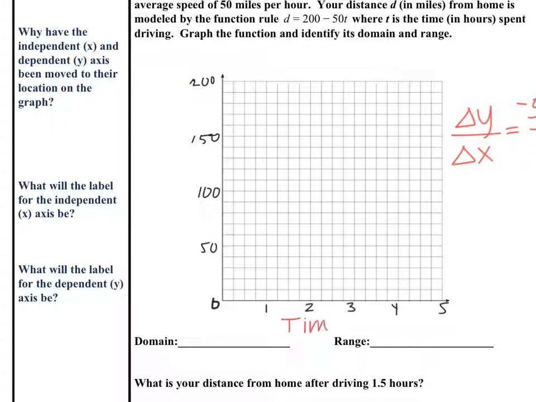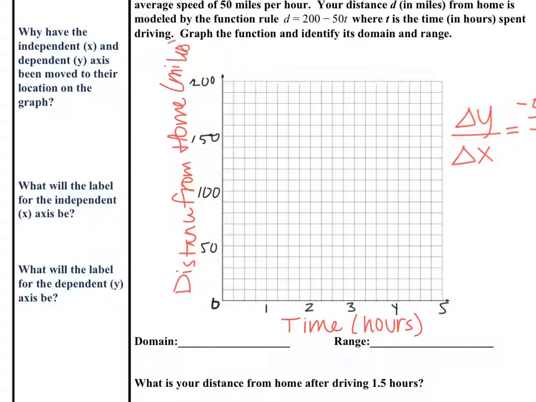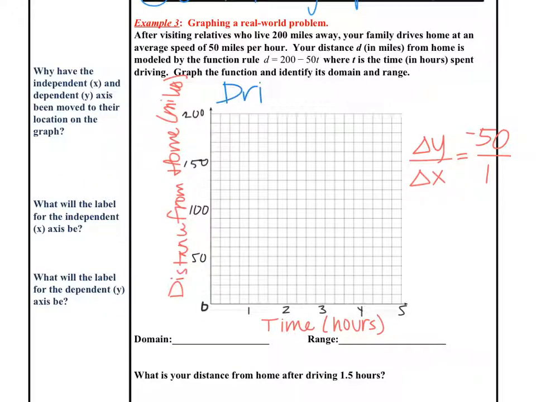So T stood for time, and that was our X, or like our independent variable. So time, and then you have to say hours. What's the y-axis going to be, or my dependent variable? Ari? Distance from home. Distance from home, and you need to put in parentheses miles. So notice how I have what it is in unit, time in hours, distance in miles. But I'm going to title the graph driving home.